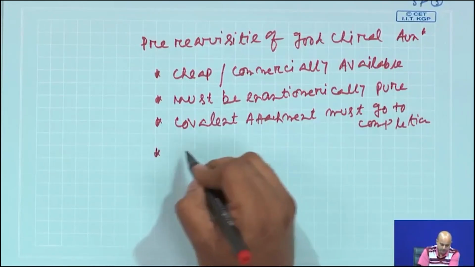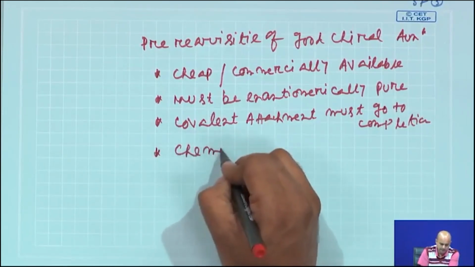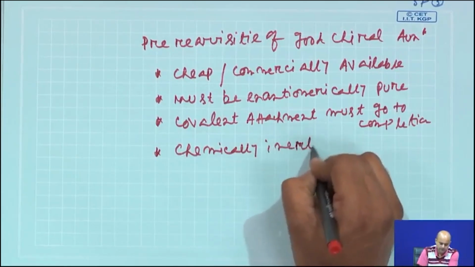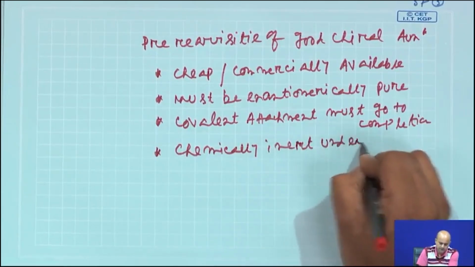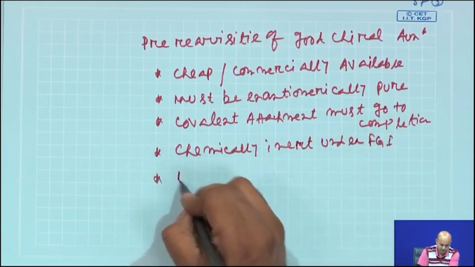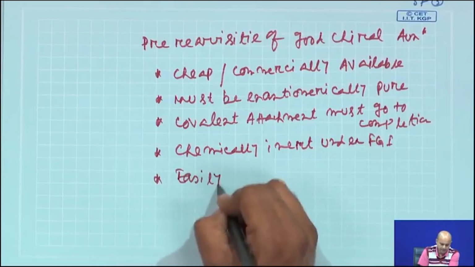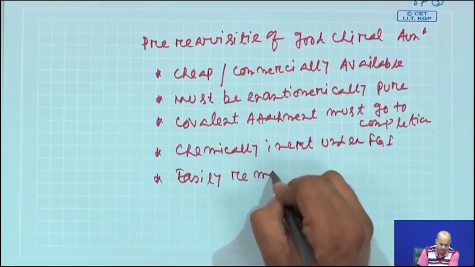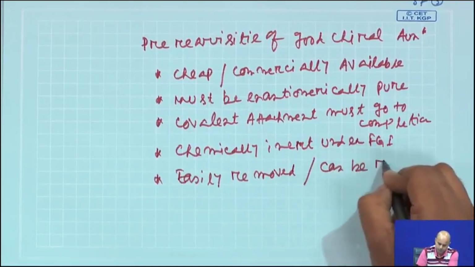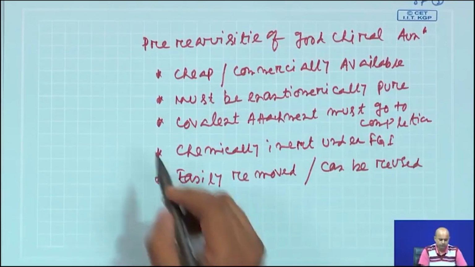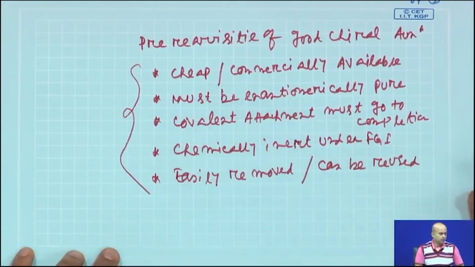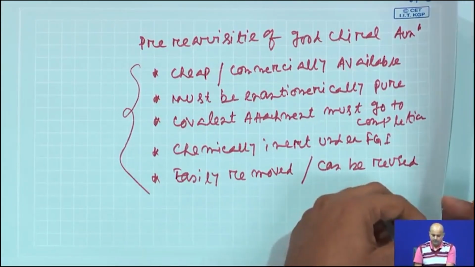And finally, the auxiliary must be chemically inert under the reaction condition, under FGI, and then the auxiliary can be easily removed, and if necessary can be reused. So, these are the main 5 criteria which we also discussed about the CDA. Your auxiliary should fulfill these criteria.